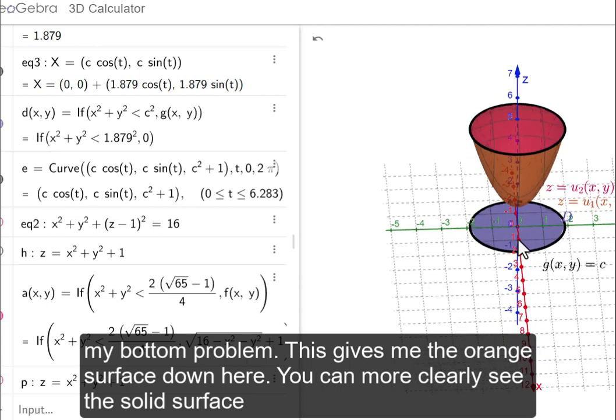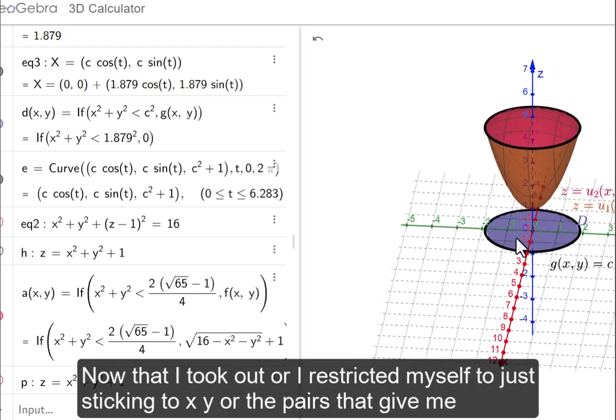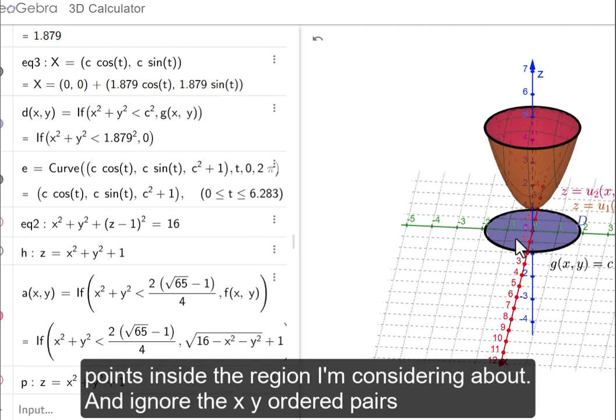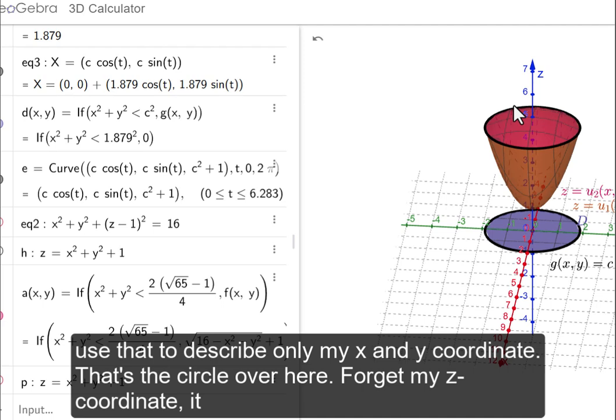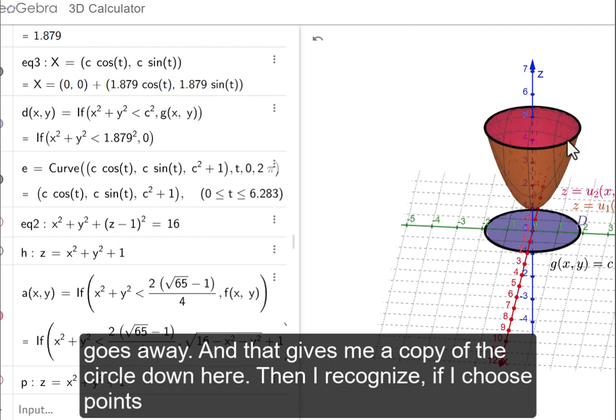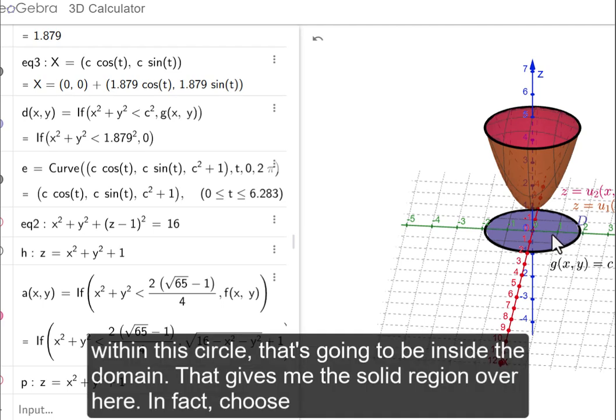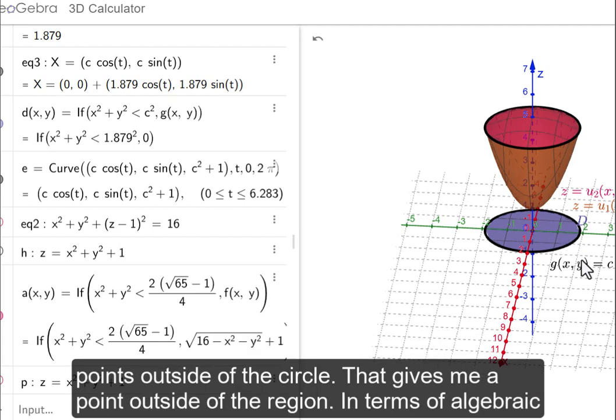You can more clearly see the solid surface now that I restrict myself to just xy ordered pairs that give me points inside the region I'm concerned about, and ignore the xy ordered pairs that don't. How I got this, once again, is I find the intersection curve of the two surfaces and just use that to describe only my x and y coordinates. That's the circle over here. I forget my z coordinate, it goes away, and that gives me a copy of this circle down here. Then I recognize if I choose points within this circle, that's going to be inside the domain. That gives me the solid region over here. If I choose points outside of the circle, that gives me points outside of the region.